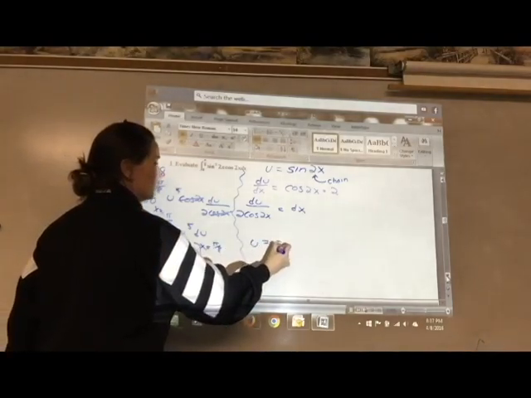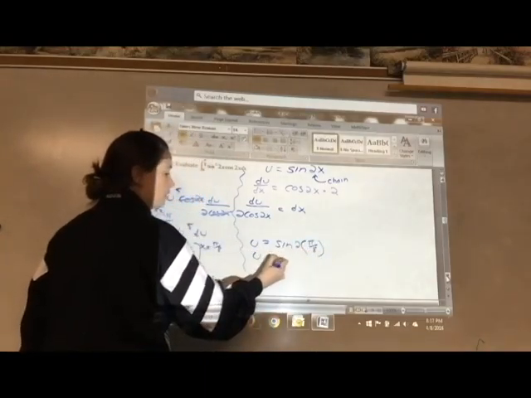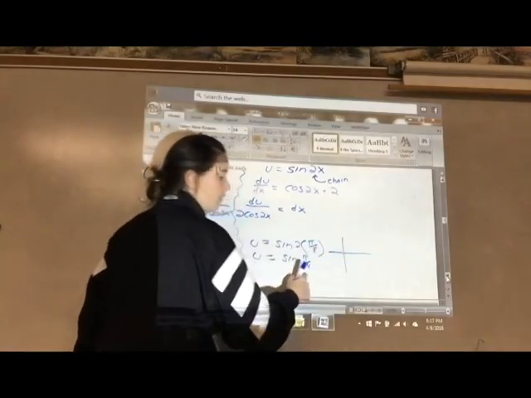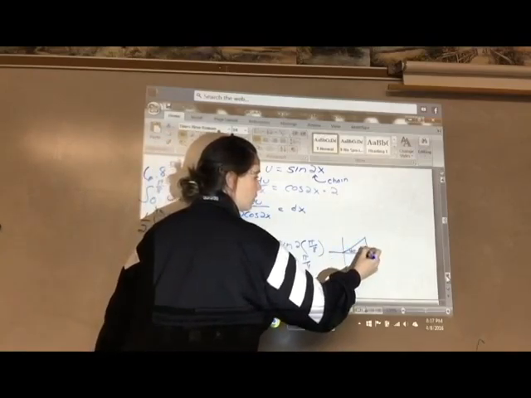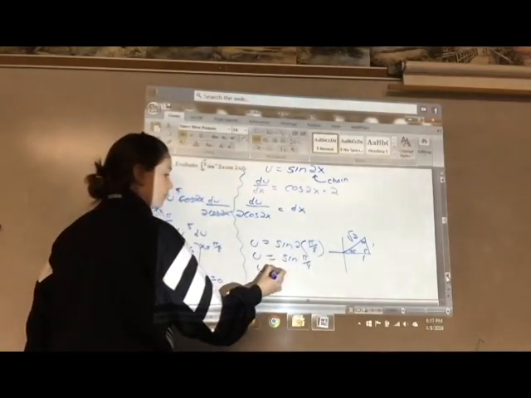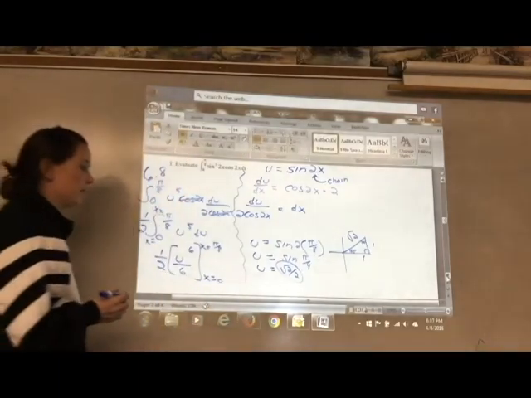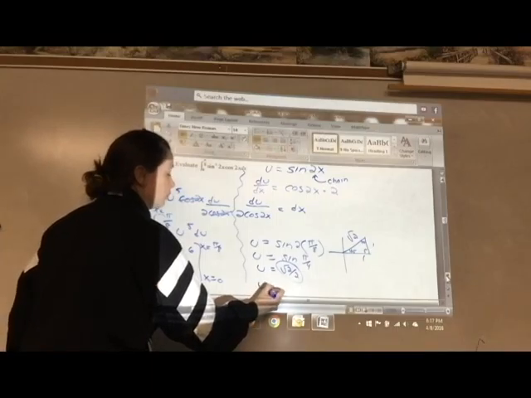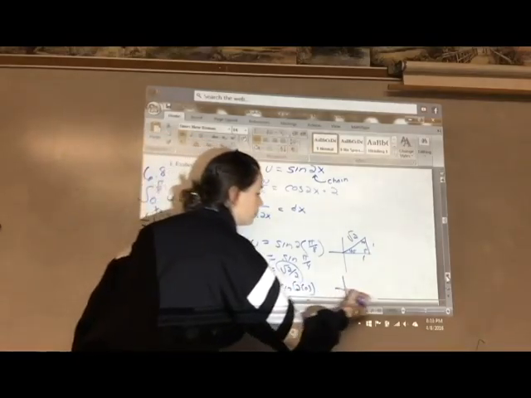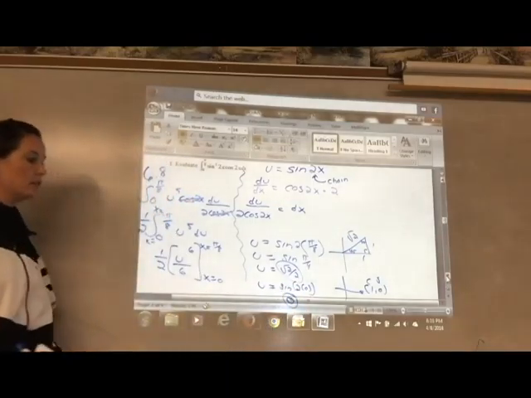U is equal to the sine of 2 times x, and x is pi over 8. So u is equal to the sine of pi over 4, and the sine of pi over 4, well that's a 45, 45, 90. The sine is going to be root 2 over 2. Sine is opposite over hypotenuse. Okay, the other guy, subbing in this, u is equal to the sine of 2 times 0, and the sine of 0 is 0. Okay, so my new bounds are 0 and root 2 over 2.